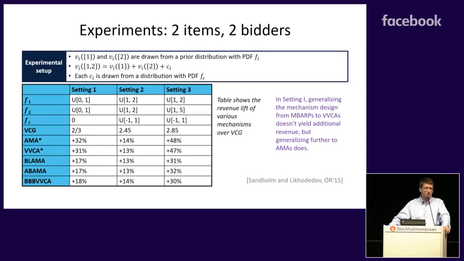Now, you were asking about revenue. Yes, even in 2 item settings, you can get higher revenue with randomized mechanisms. Now, we don't really have a good space of randomized mechanisms to optimize over, like we have the affine maximizers here or VCAs, but the theory that we'll talk about later in this tutorial applies to randomized mechanisms as well.